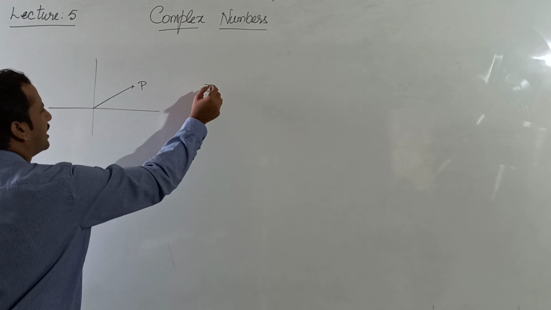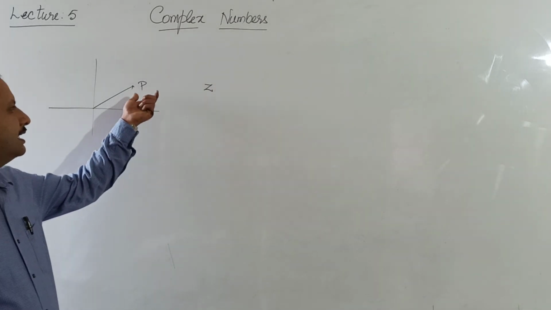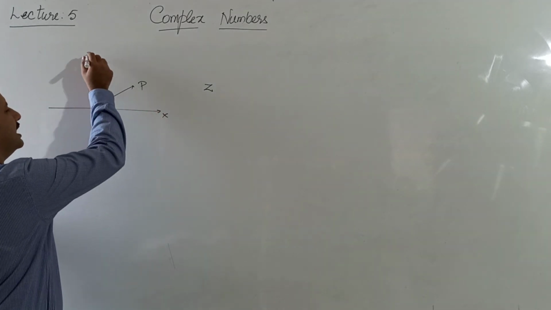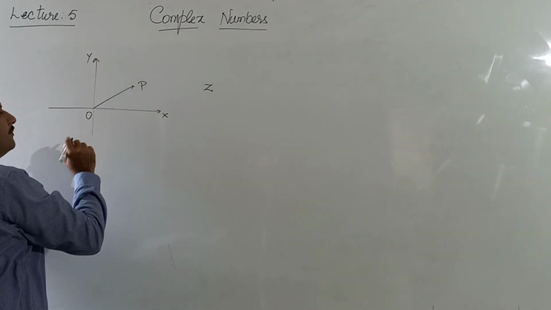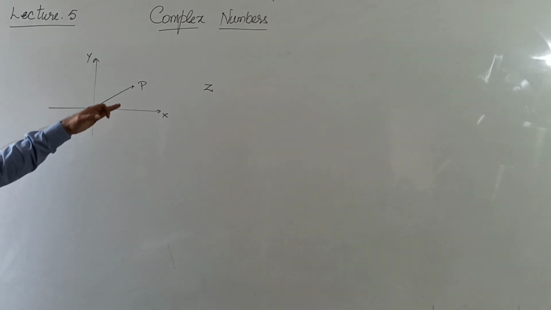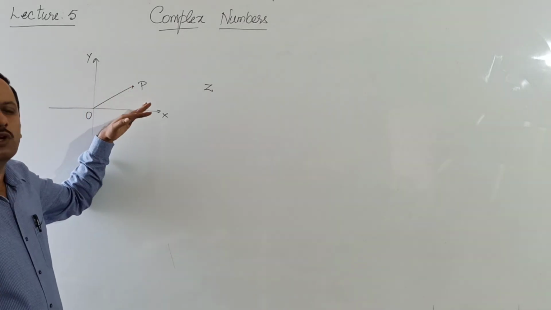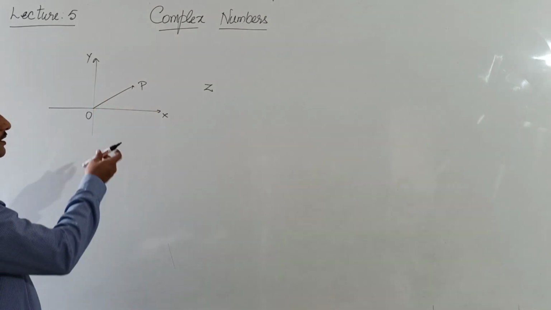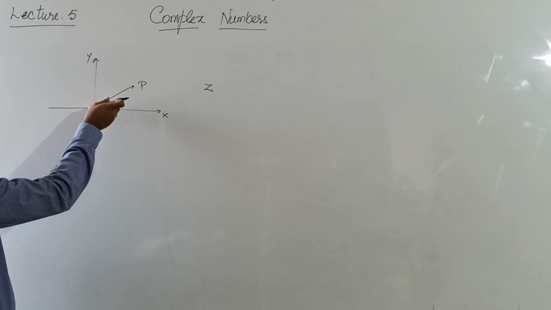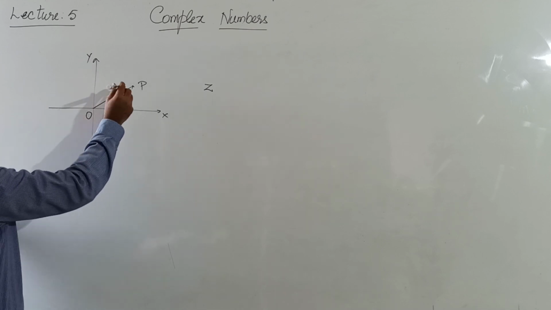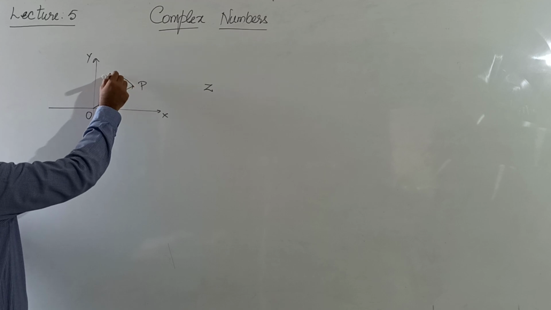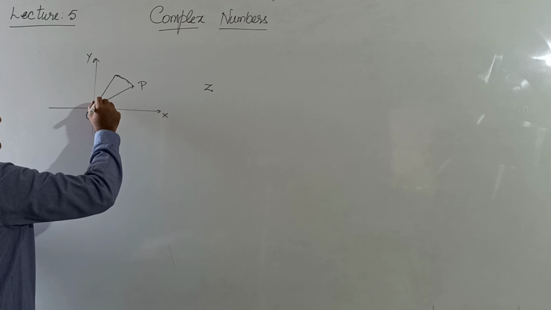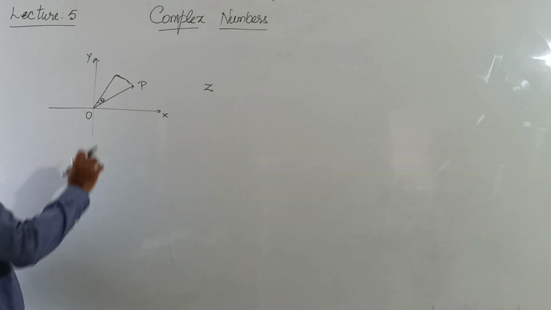Let P be a point which represents a complex number z. Now, this point P is rotated through an angle theta in the anti-clockwise direction. This is the clockwise direction. Now I am talking about the anti-clockwise direction. This point is rotated through an angle theta in the anti-clockwise direction.